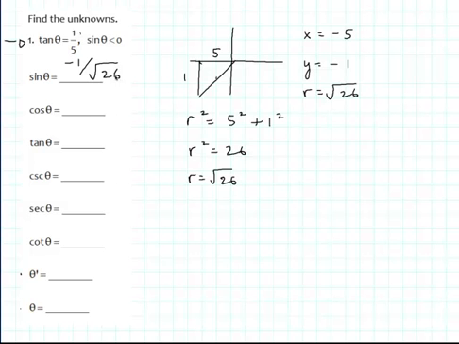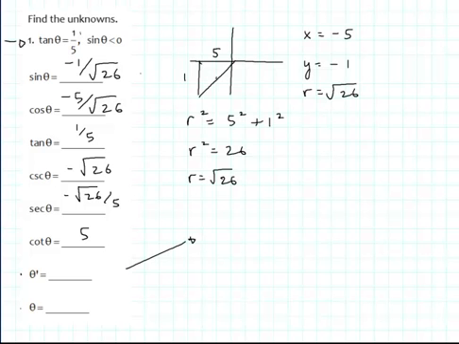Cosine will be the x value over the r value. Tangent is y on x, but we were given that to begin with. Cosecant is the reciprocal of sine, so when I flip over -1 over radical 26, I'll get negative radical 26. Secant is the reciprocal of cosine. I'll have negative radical 26 over 5. And cotangent is the reciprocal of tangent. That'll be a 5.